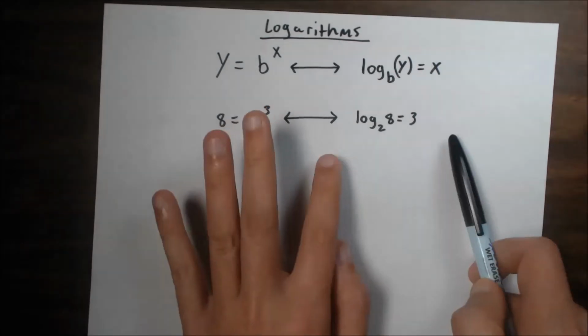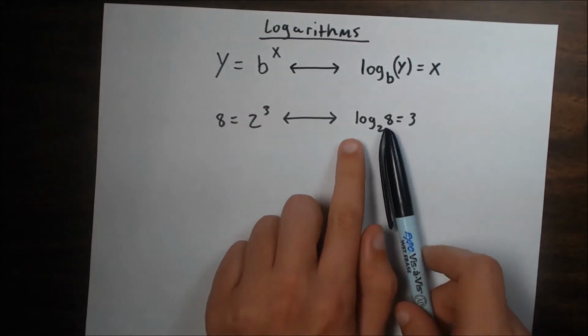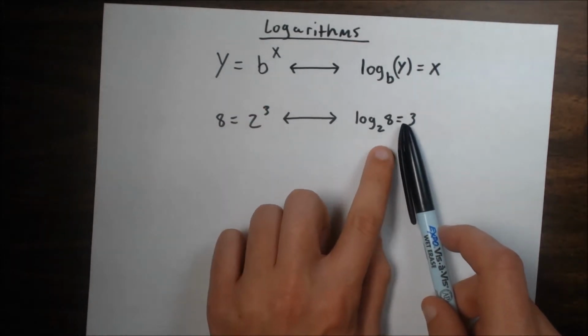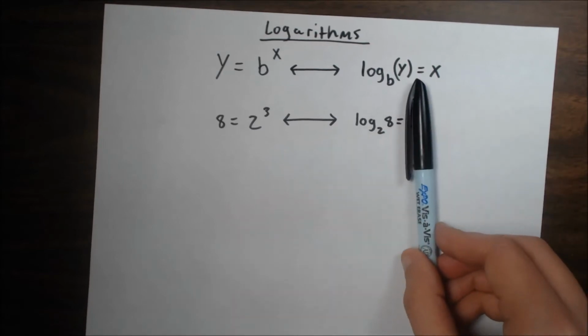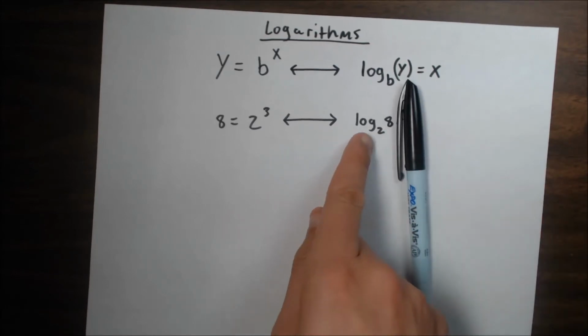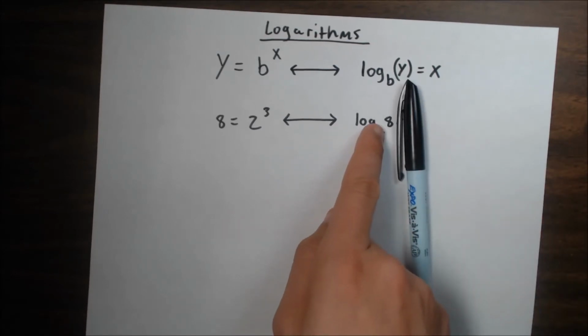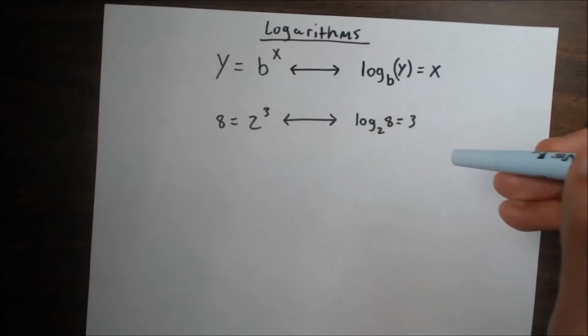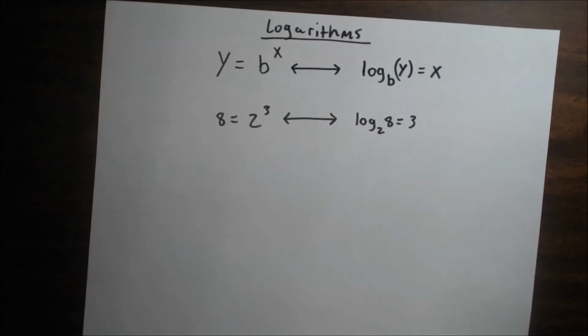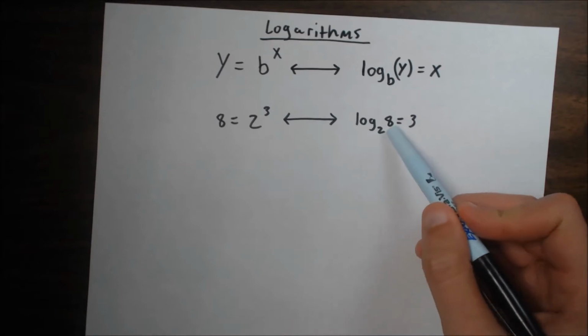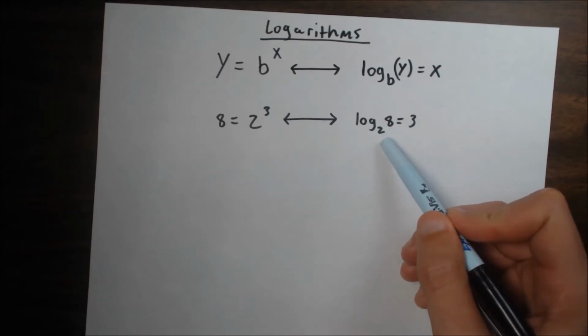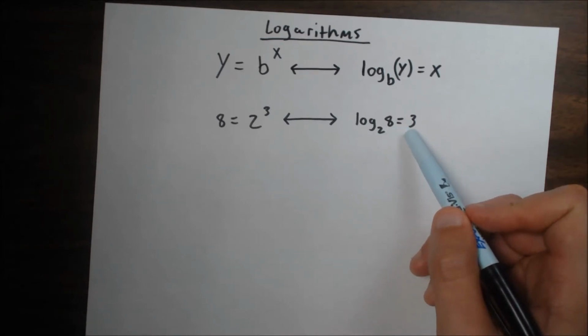So here's how you read a logarithm, okay? Log base 2 of 8 equals 3. What that says is, if I cover this up, what power of 2 is going to give me 8? And the answer is 3, okay? What power of 2 gives me 8? That's what logarithms ask. What power of 2 gives me 8? And the answer is 3.